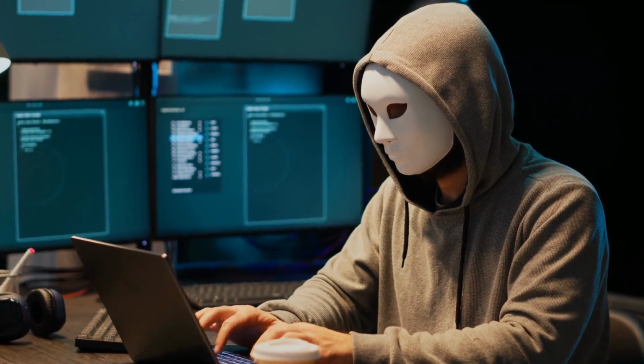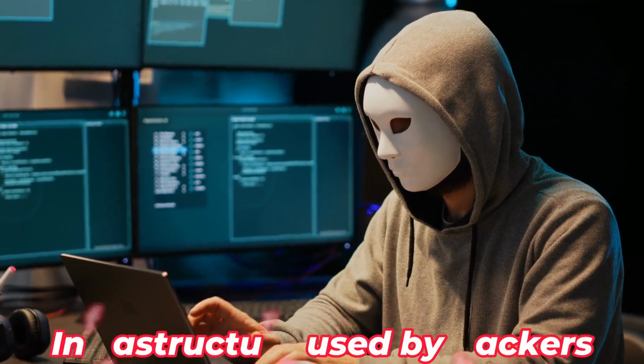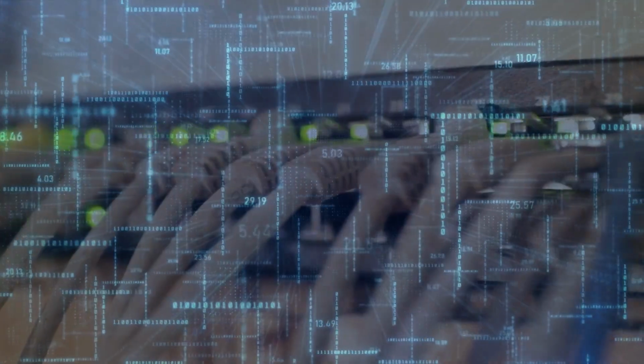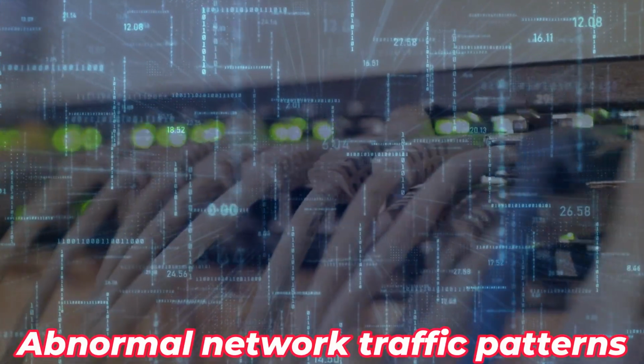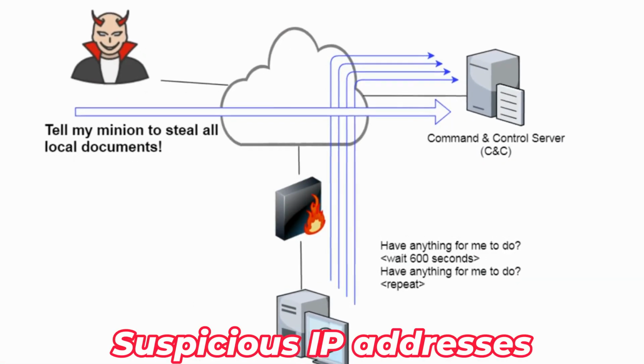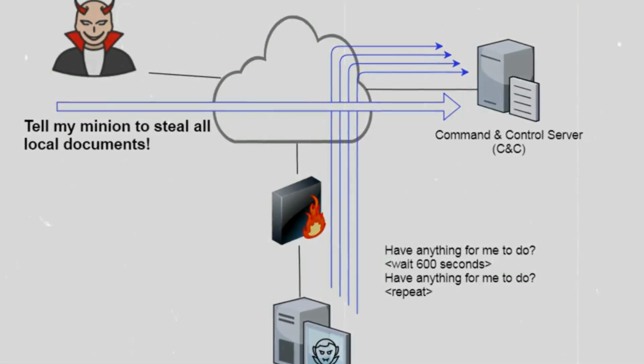Command and control, CNC, refers to the infrastructure used by hackers to control their malware remotely. Indicators of CNC activity include abnormal network traffic patterns, outgoing connections to suspicious IP addresses, and unexplained data transfers.